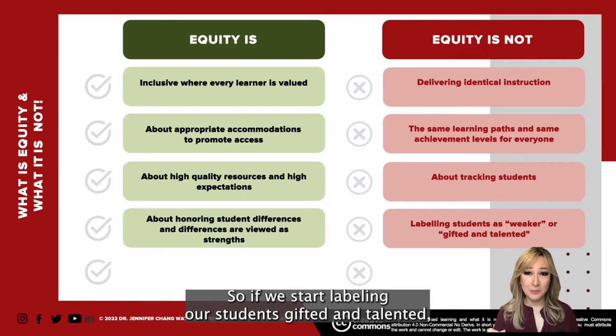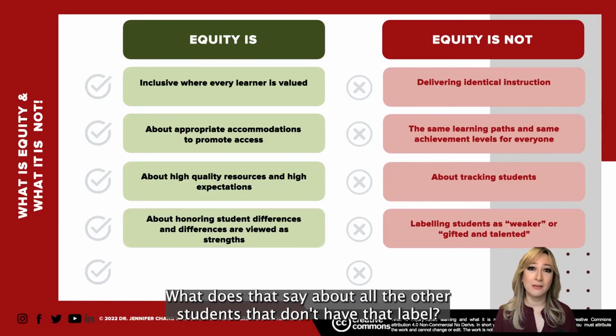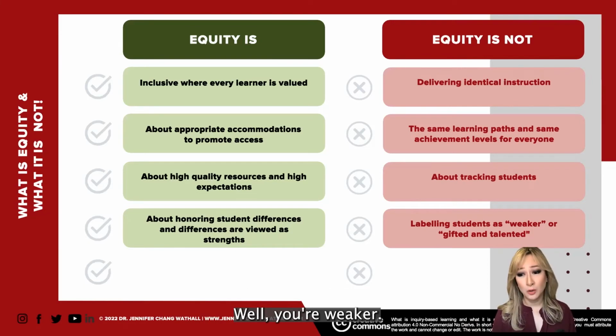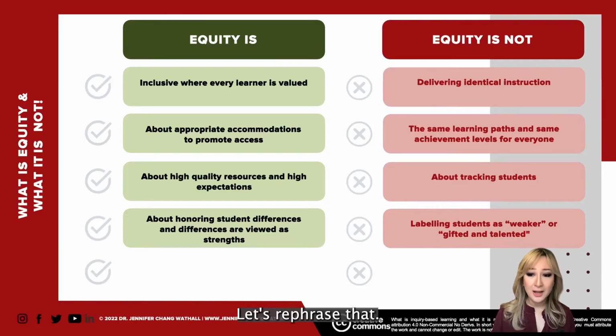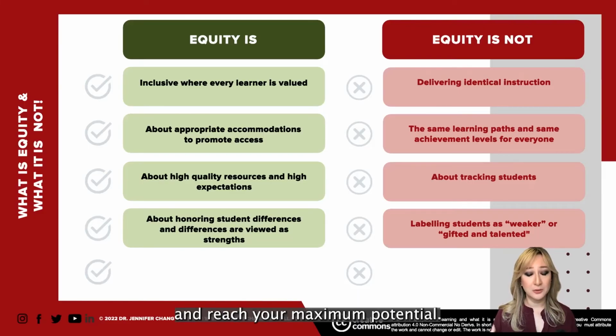So if we start labeling our students gifted and talented, some are and some not, what does that say about all the other students that don't have that label? Or when we actually label our students weaker, well, you're weaker. Let's rephrase that as areas of development and really trying to fulfill and reach your maximum potential.